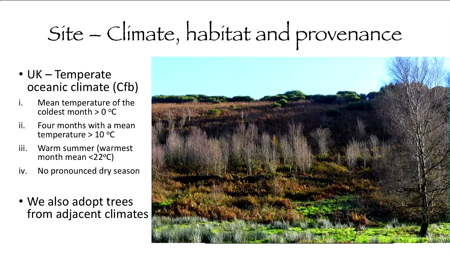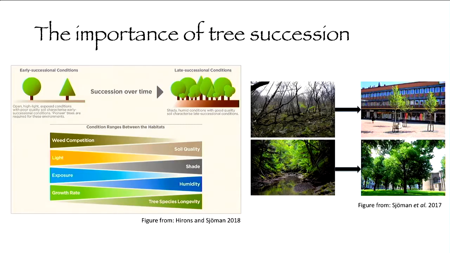Of course, the habitat is really important as well, and indeed, even the provenance of species can play a really important role in how the tree will perform on the particular site. Something I just want to flag up here is the role of tree succession, and Henrik's going to be exploring this in much more detail in his part of the presentation. Things like weed competition are much higher in earlier successional environments. That's the pioneer environments, the open ground. Light is very high. Exposure tends to be higher. The growth rate of the tree species that perform well in those environments tends to be higher.